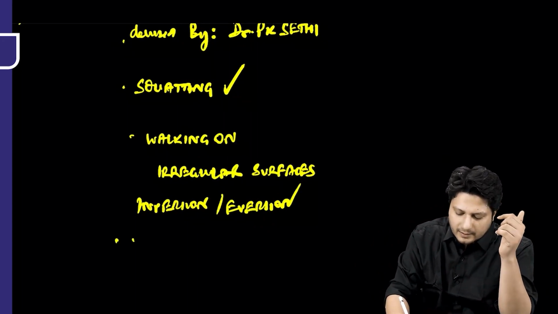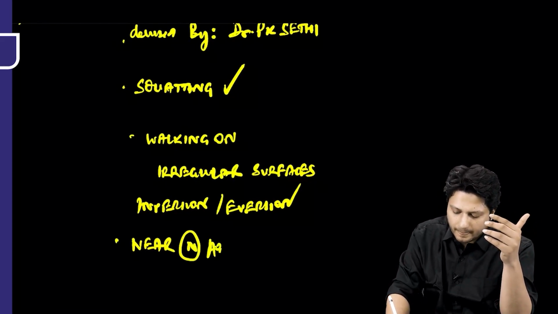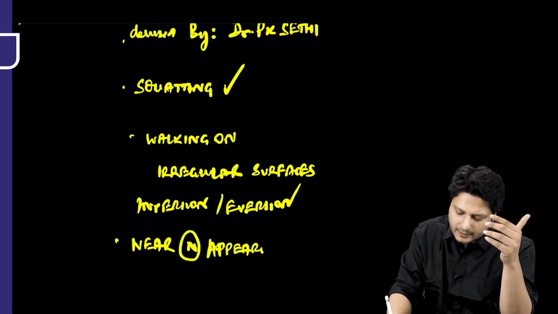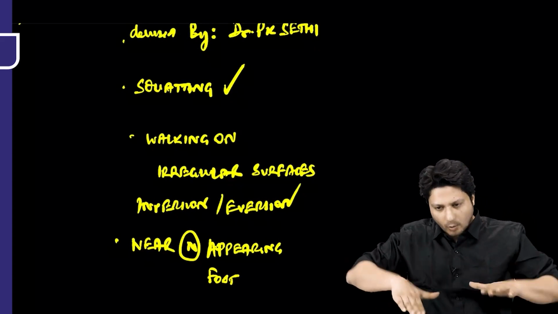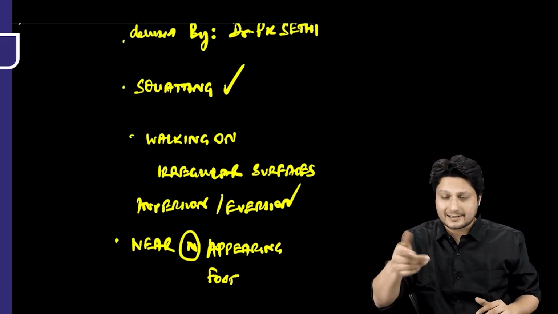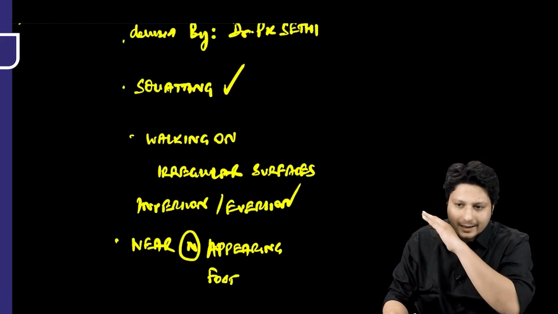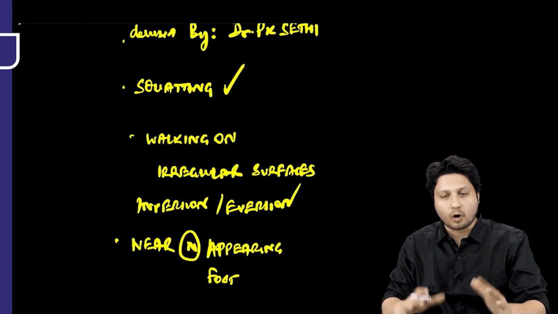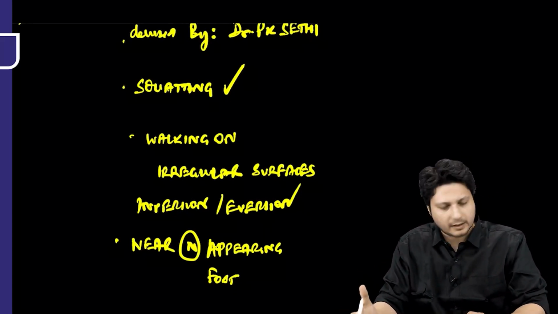Another advantage is that it is a near normal looking foot. It appears like a normal foot, which is a great psychological advantage on the part of the patient. Because it is made up of rubber, squatting is possible, dorsiflexion is possible, inversion and eversion are possible, wear and tear is less, and it is the least expensive kind of prosthesis available in the entire market. That means all over the world. It is considered to be the least expensive terminal prosthesis.